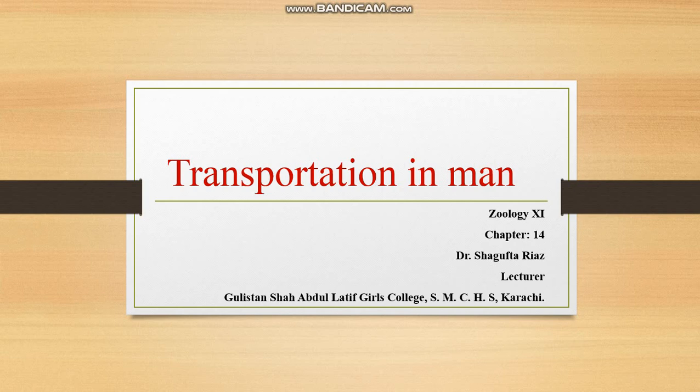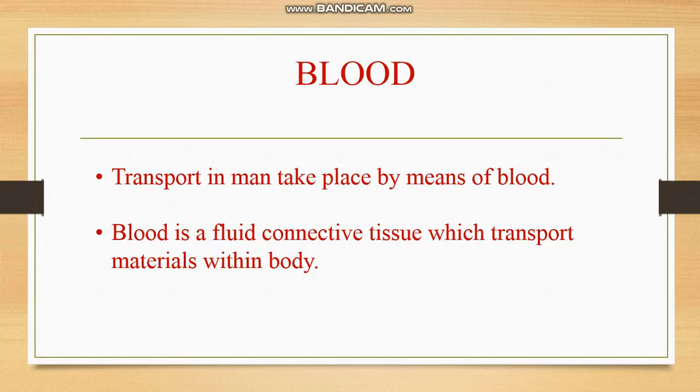The topic which I will discuss here is transportation in men from chapter 14. Transport in men takes place by means of blood, and blood is made up of fluid connective tissues which transport different materials within your body.